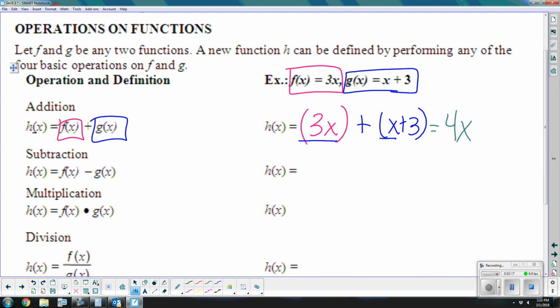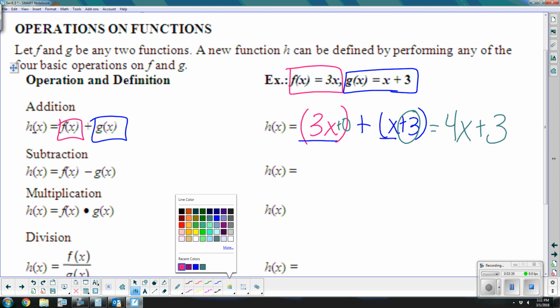And then lastly, we're not adding anything to the 3x, so that's like 3x plus 0. And in the second one, we're adding 3. So again, addition is commutative, so it doesn't matter which order we go in, but we're going to add all of those terms together. And so h of x equals 4x plus 3. Subtraction is going to work the same way.